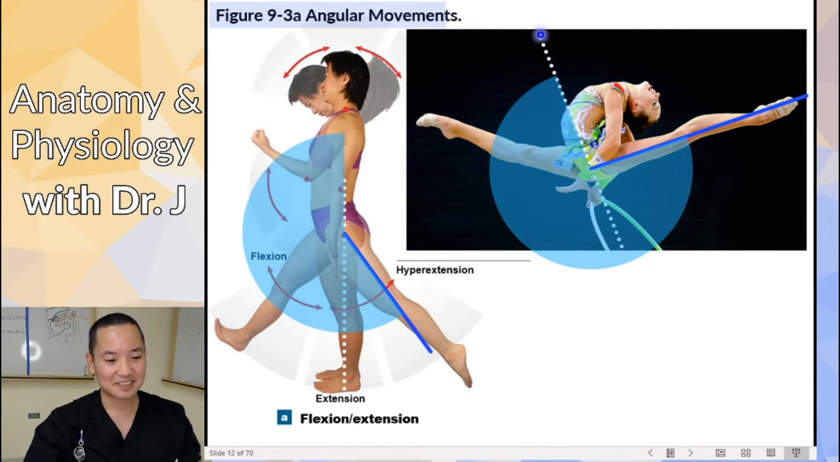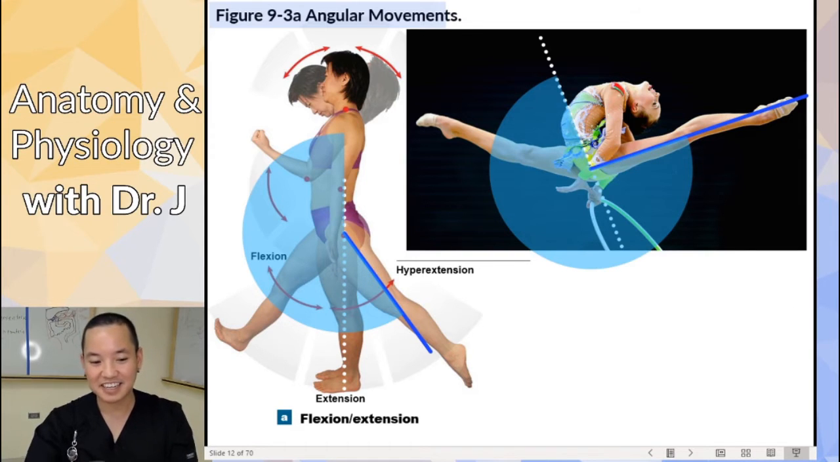So what we see here is that if she was in anatomical position, her torso would be up here, her leg would be over here. But she's kicking that left leg way back. But what about her right leg? Is she doing flexion or hyperextension?